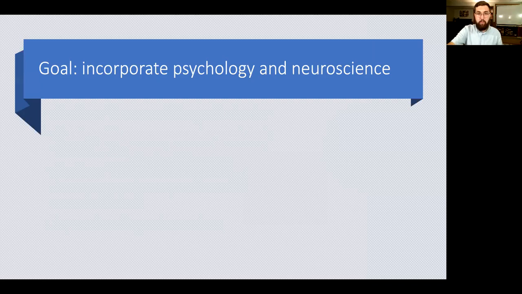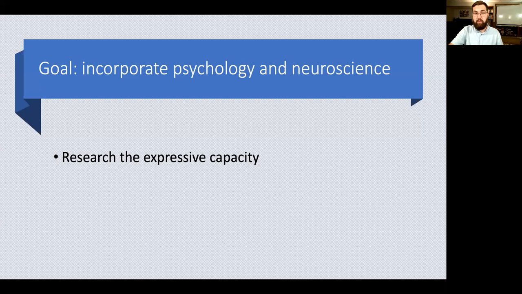All right, just wrapping it up here. I'd also like to research the expressive capacity. This may involve conducting experiments in cognitive psychology to create a computational model that describes how we recognize and distinguish expressions. It may also involve using neuroimaging technology to determine what brain processes underlie this ability.